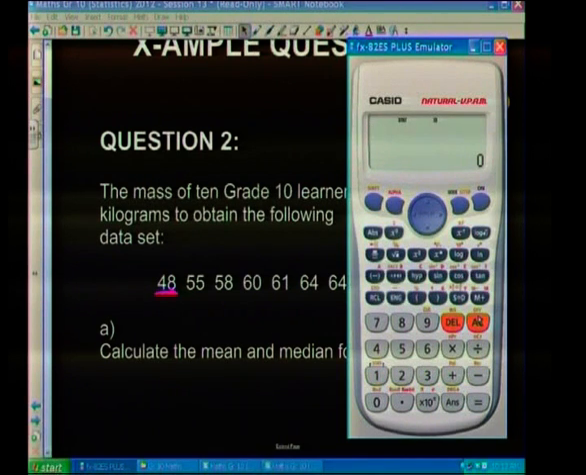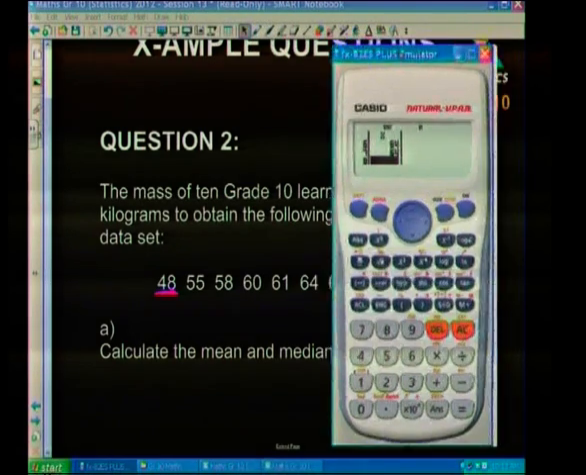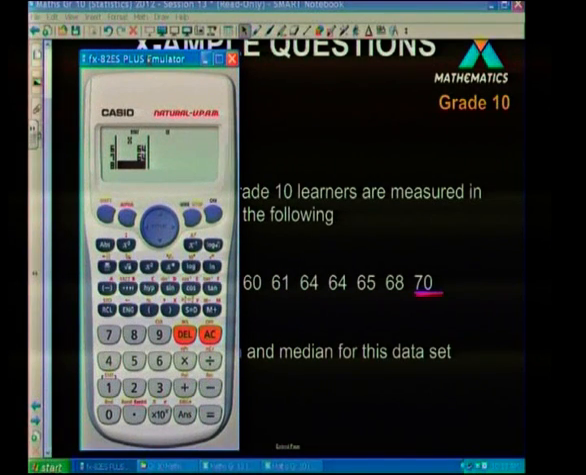Mode, stat, mode, stat, and I press 1, and over there I've now got a brand new column, and I'm going to enter my data. 48 equals 55 equals 58 equals 60 equals 61 equals, then I've got two 64s, and let me just move my calculator to see what comes after the two 64s. It is a 65, 68, and 70.